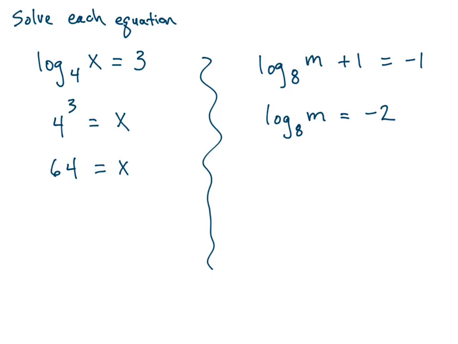And then once I get the log by itself, convert that to exponents. So 8 is the base, so it'll be 8 to the negative second power equals whatever's on the inside of the log. So this time it equals m. And we just figure out what 8 to the negative second power is. Negative exponent, you can move that to the denominator, so it's 1 over 8 squared. And then, of course, 1 over 8 squared is 1 over 64, which equals m.